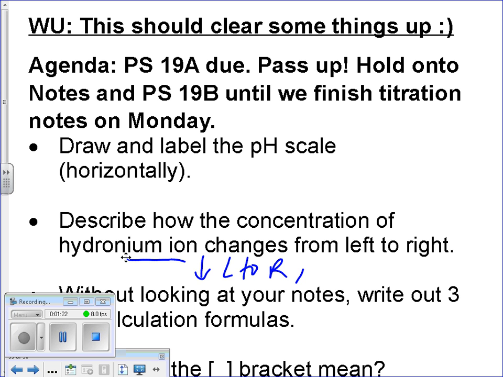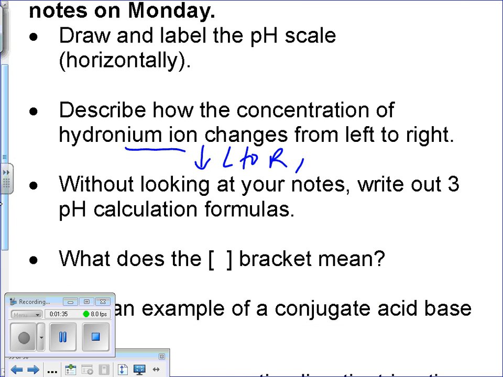What happens to the concentration of hydroxide, Nick, from left to right across the pH scale? You've got to listen. We just answered that hydronium decreases from left to right. So hydroxide increases from left to right. So they're opposites of one another.